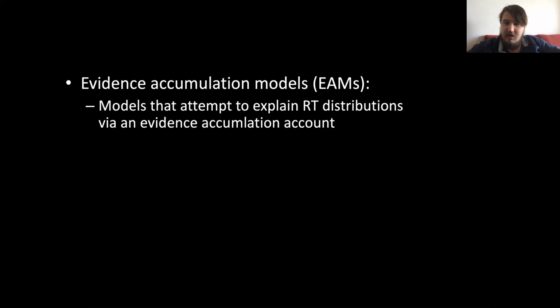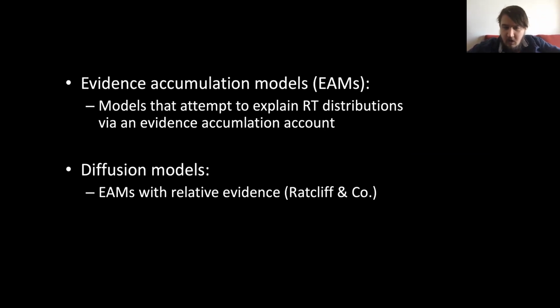You may have different definitions, but this is just to clarify what things are going to look like in my talk. So I define evidence accumulation models as models that take this kind of general form, that they attempt to explain RT distributions via this evidence accumulation account, that you accumulate for alternatives until you hit a threshold and then make a decision. I define diffusion models as those with relative evidence. So the ones that you just saw before, where you're accumulating for option 1 versus option 2. You don't have an absolute amount of evidence for each option.